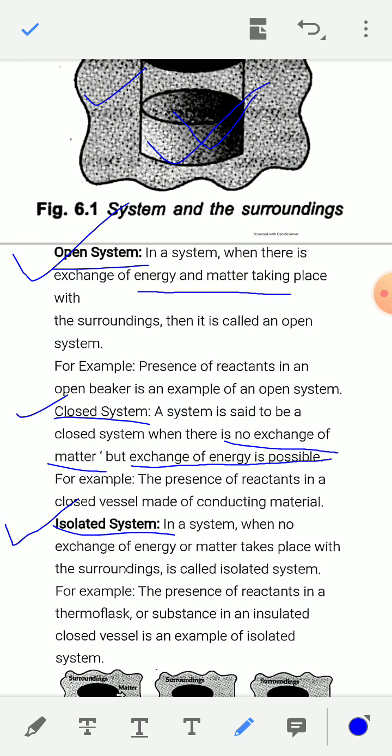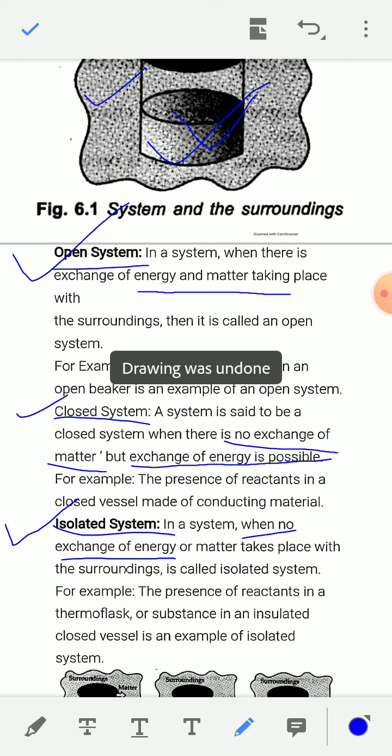Now see isolated system. Isolated systems are those systems in which there is no exchange of heat or energy or mass or matter with the surroundings. When no exchange of energy, that is heat, or matter takes place with the surroundings, the system is called an isolated system.